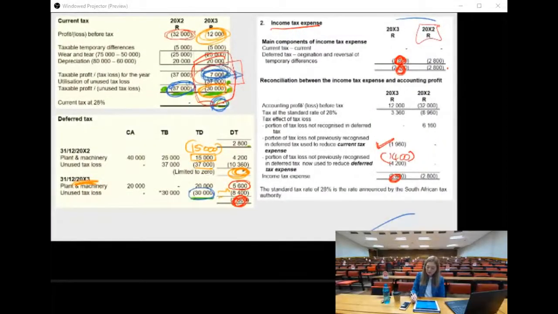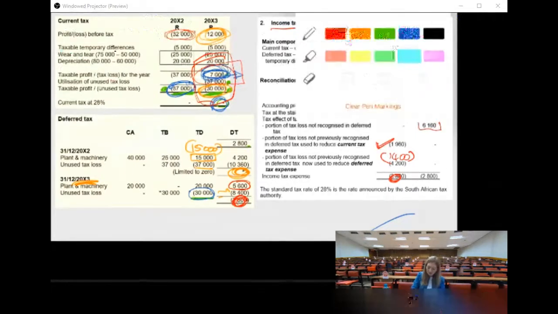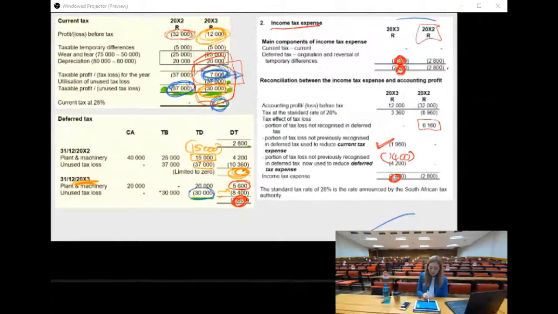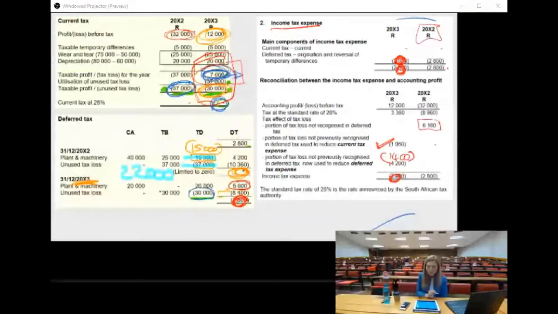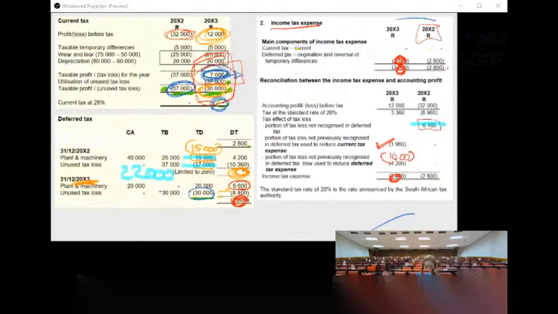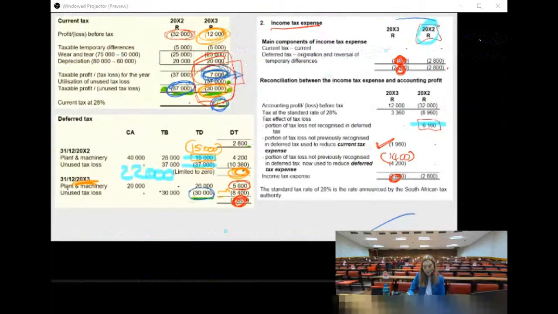So the 6160 comes purely from the portion of that 37,000 that we could not recognize. It comes from the 37 minus the 15 taxable temporary differences, which gives us the 22,000 that we could not recognize. That 22,000 times 28% gives us the 6160. So in 20X2, we would not yet know what our current tax expense for X3 is going to be. Okay.